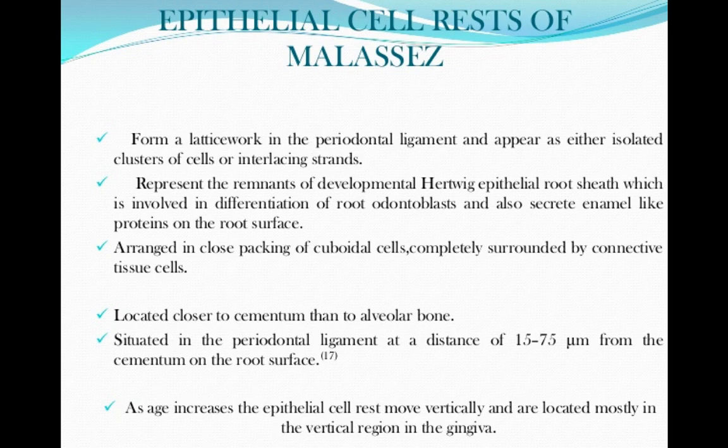Arranged in close packing of cuboidal cells, completely surrounded by connective tissue cells, located closer to cementum than to alveolar bone, situated in the periodontal ligament at a distance of 15 to 75 micrometers from the cementum of the root surface. As age increases, the epithelial cell rests move vertically and are located mostly in the vertical region in the gingiva.